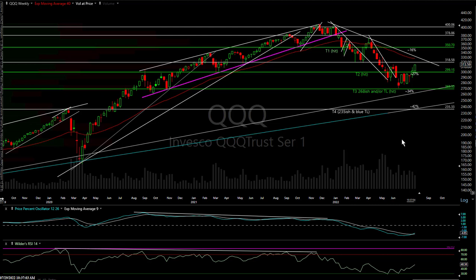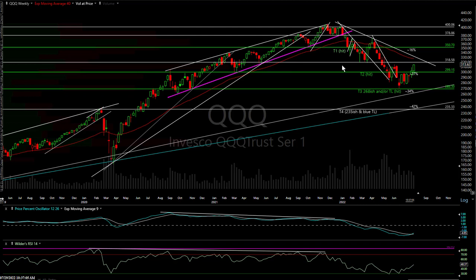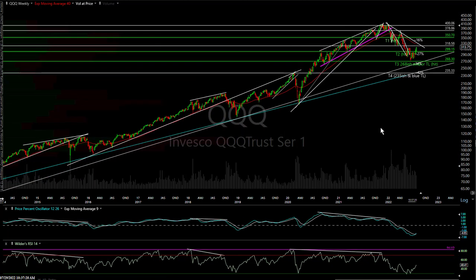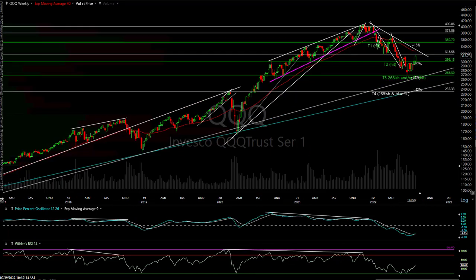All right, so that's QQQ. So far, it has played out perfectly. And remember, at each target you're likely to get a reaction there. The final target remains down here at about 235, and/or this longer term uptrend line right there, the blue uptrend line. Now let's look at the equal-weighted NASDAQ 100.